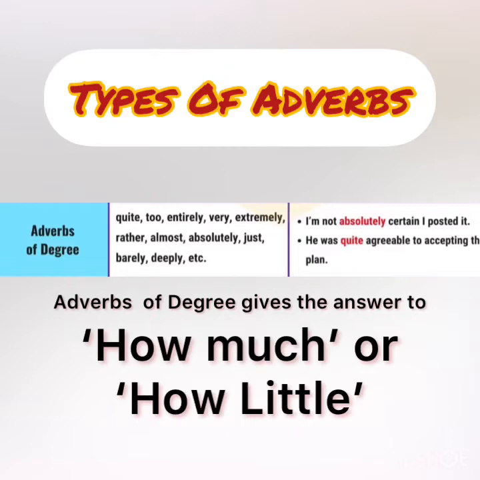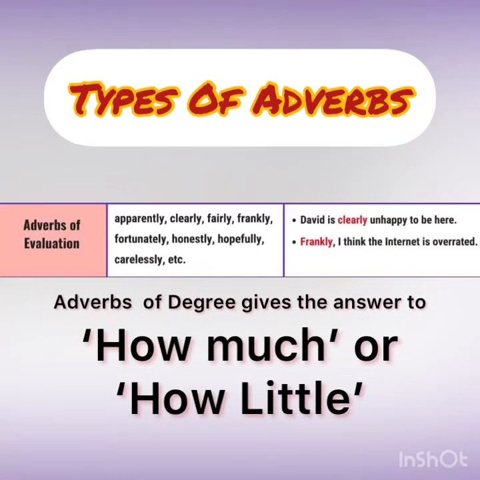Certain means sure. तो दिस सेंटेंस मीन्स कि मैं एब्सोल्युटली सर्टन नहीं हूँ, मैं श्योर नहीं हूँ कि मैंने वो पोस्ट किया या नहीं किया. सो एब्सोल्युटली इज टेलिंग अबाउट द इंटेंसिटी ऑफ द श्योरिटी, कितना डिग्री वो सर्टन है या श्योर है. तो एब्सोल्युटली इज द एडवर्ब ऑफ डिग्री हियर, राइट? Now it is modifying the adjective certain over here.